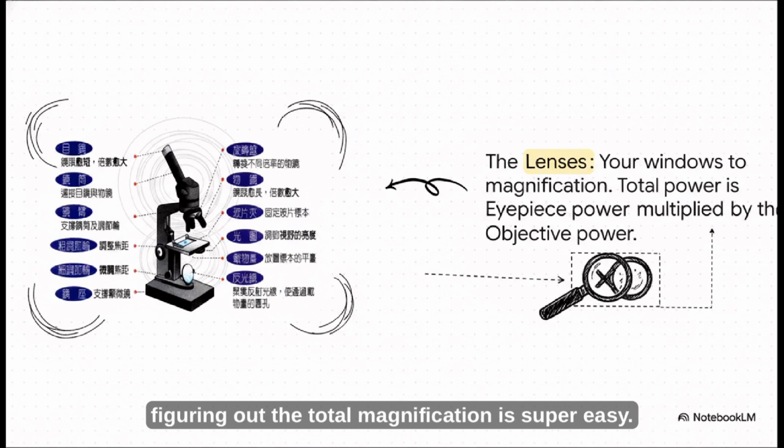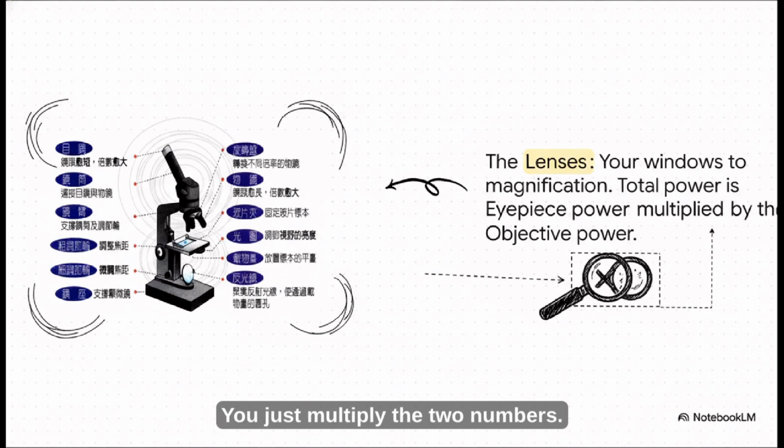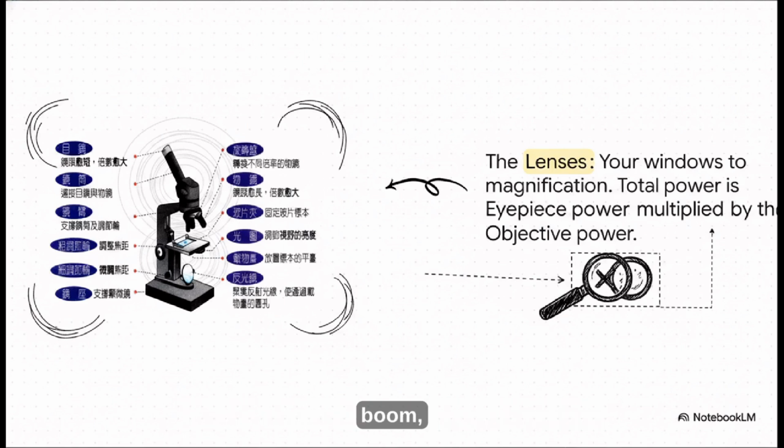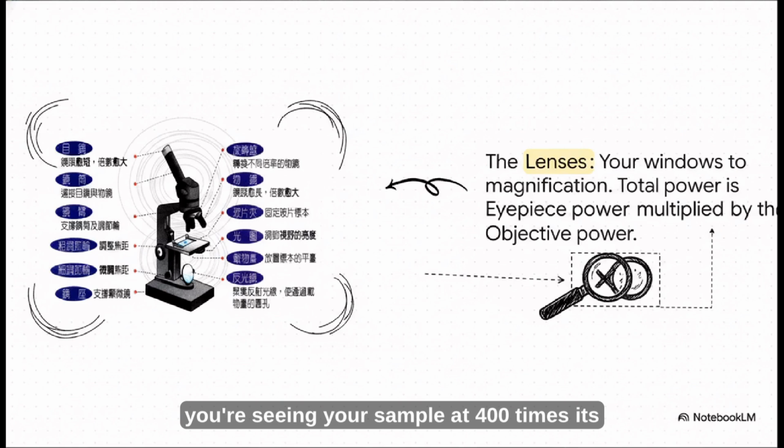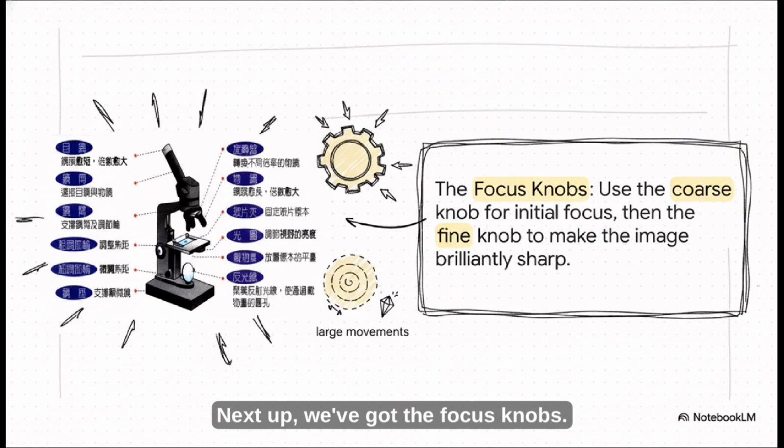Now, figuring out the total magnification is super easy. You just multiply the two numbers. So if your eyepiece is 10x and you click that 40x objective into place, boom, you're seeing your sample at 400 times its actual size. Pretty cool, right?